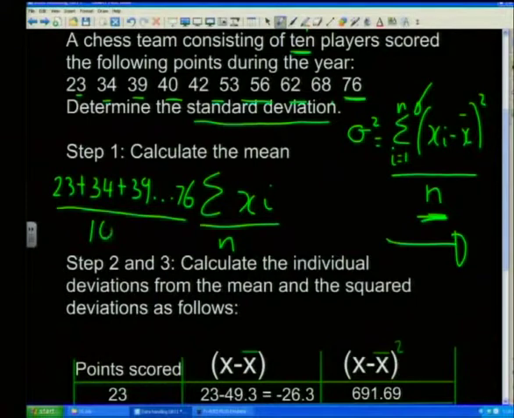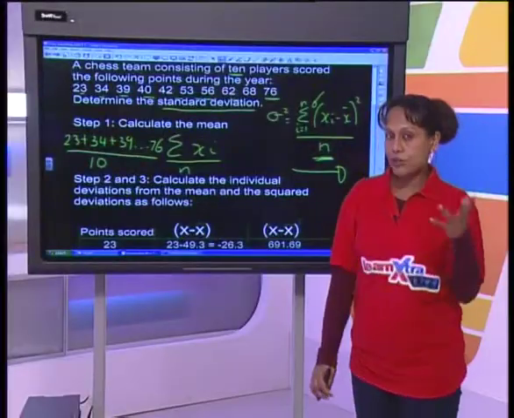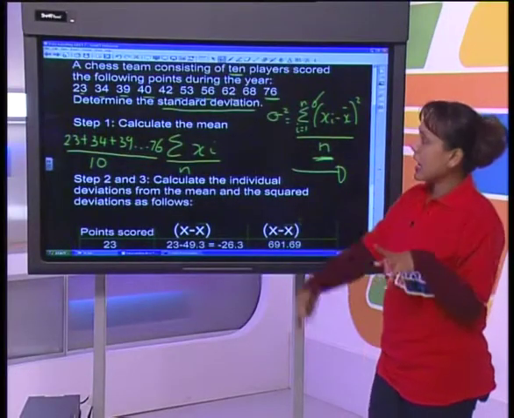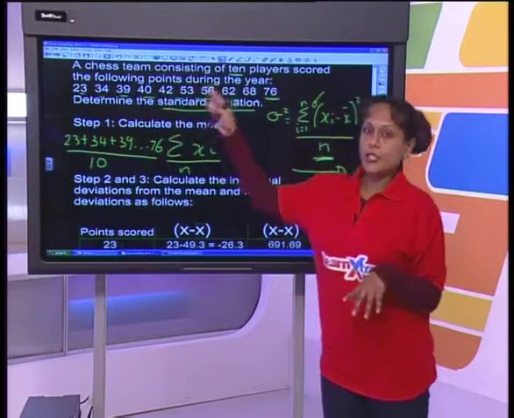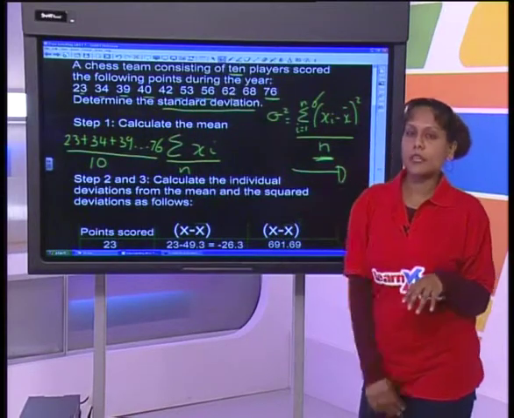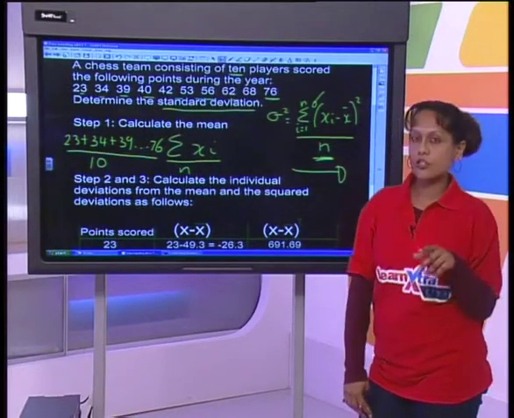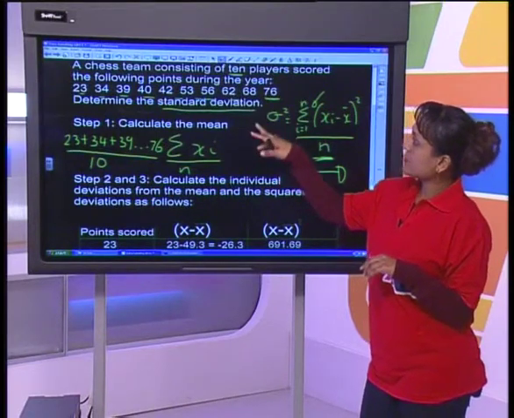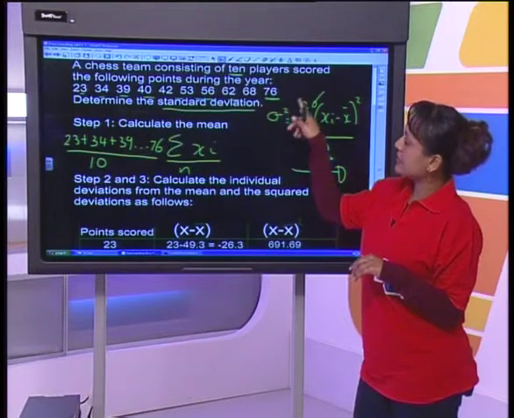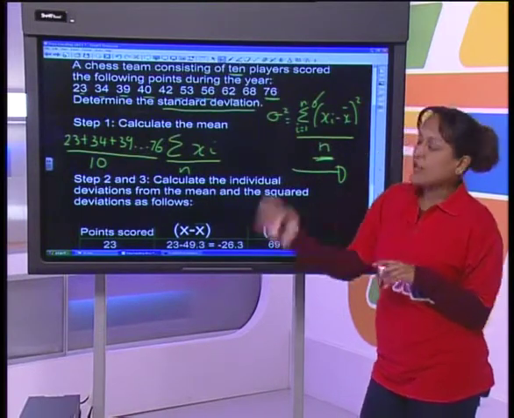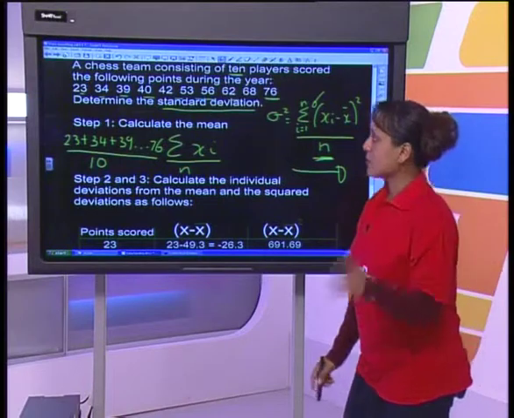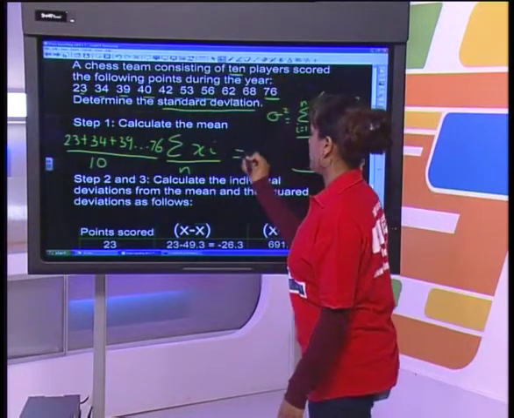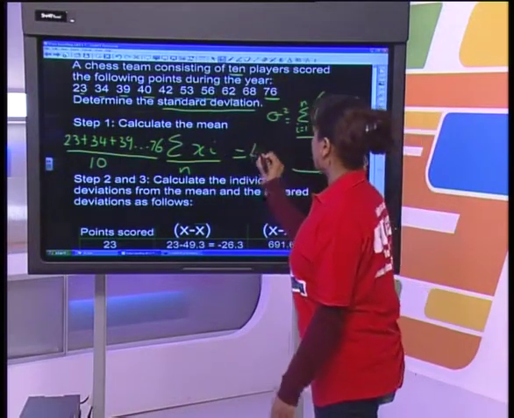Okay, guys, if you have your calculators ready, and if you know how to do it in stat mode, great, go for it. If not, do it manually. Add each of the 10 values together, divide by 10. We'll give you a few seconds to do that. So add 23, 34, 39, 40, 42, 53, 56, 62, 68, and 76. Divide all of that by 10, and hopefully you'll all get your mean to be 49,3.